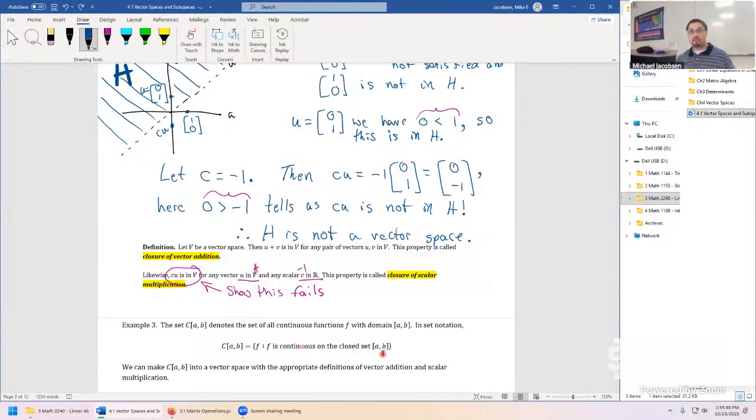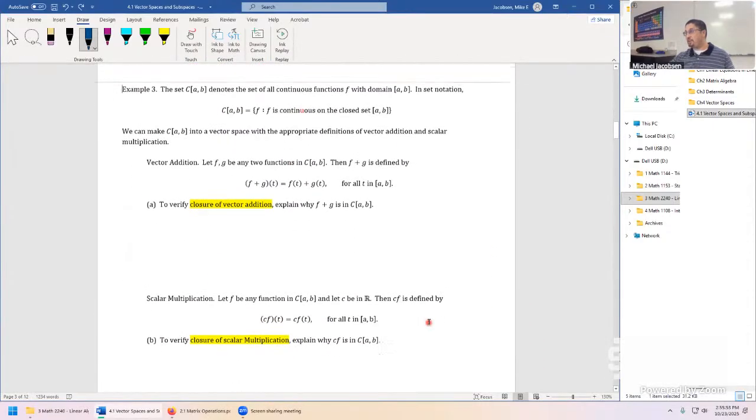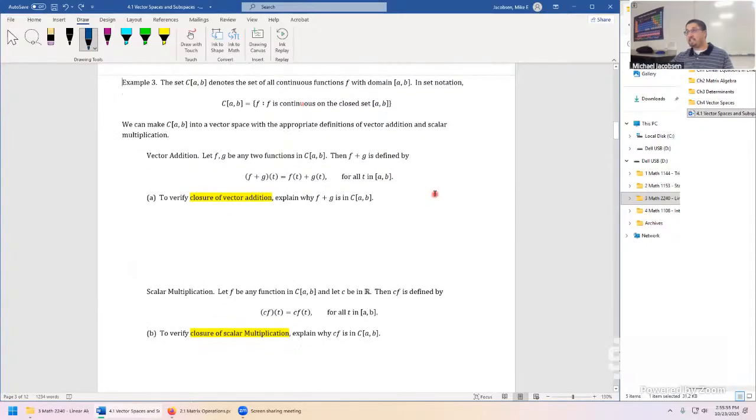automatically integrable. It has an absolute maximum, it has an absolute minimum. It's a really nice set of functions. Functions are pretty bizarre things, but C[a,b], this is an orderly set. It has a lot of structure, however. It's surprising, but C[a,b] is also a vector space.